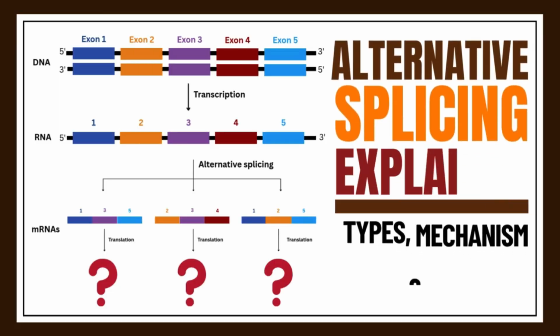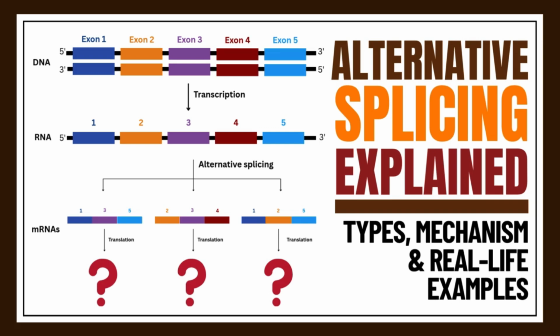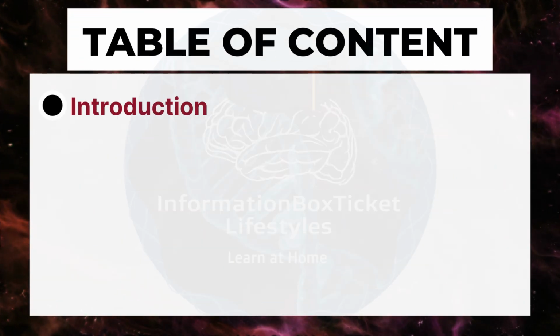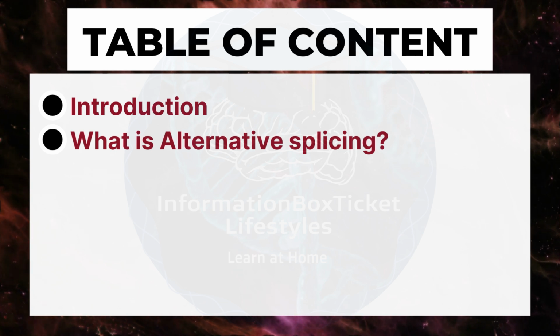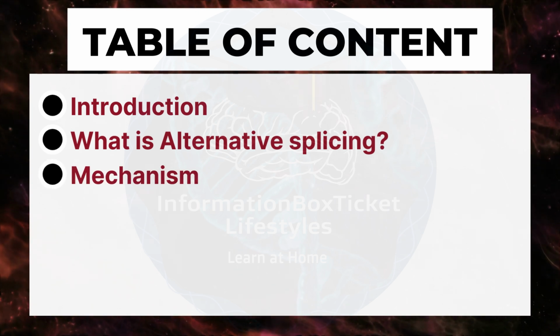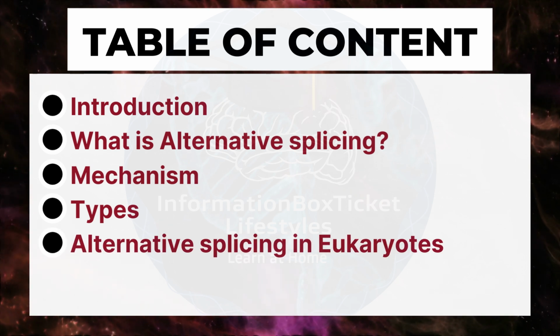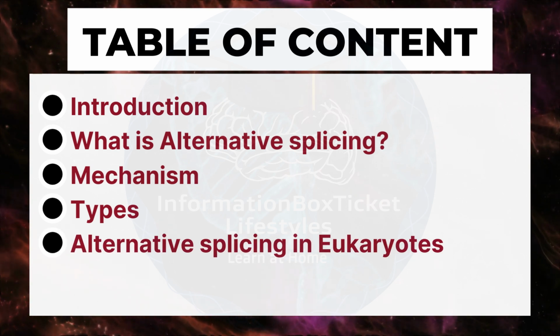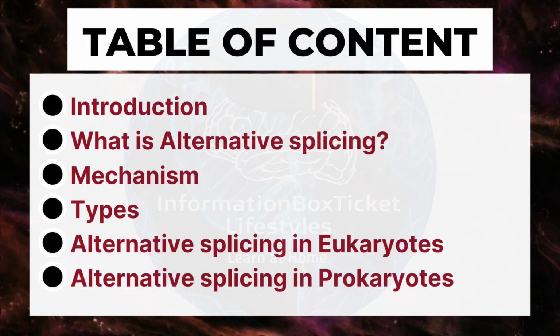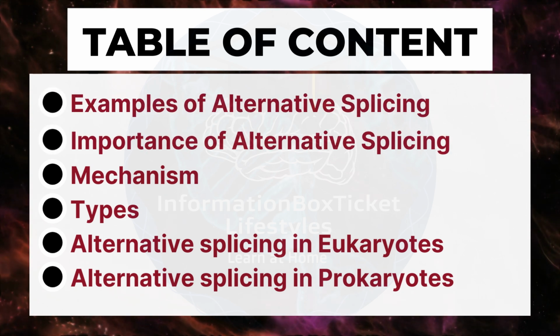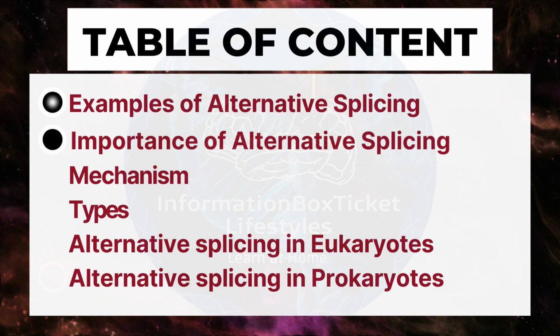Alternative splicing: mechanism, types, and role in gene expression regulation. Table of contents. Introduction: what is alternative splicing? Mechanism of alternative splicing. Types of alternative splicing. Alternative splicing in eukaryotes. Alternative splicing in prokaryotes. Examples of alternative splicing. Importance of alternative splicing.